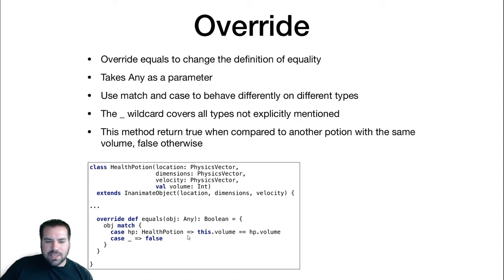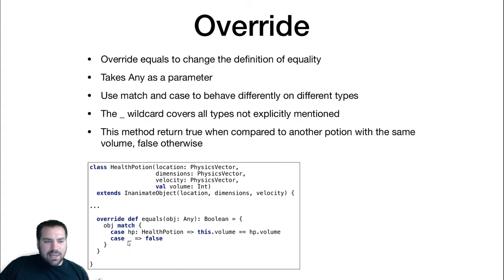And then I'm going to use this arrow syntax. Scala developers love their arrows, and I'm not complaining. I like them. And this arrow is going to say, if this is a health potion, store it in a variable named HP, and then run this code, which will be some Boolean expression deciding whether or not this is true or false. So my Boolean expression, my comparison is, if this dot volume is equal to that object volume, then these two health potions can be considered the same.